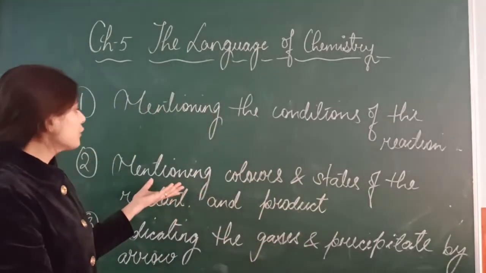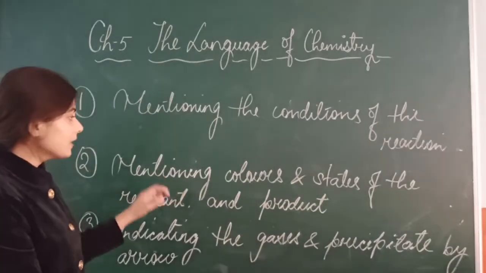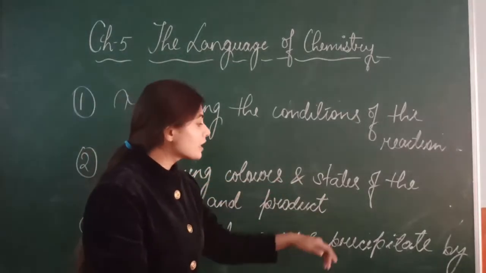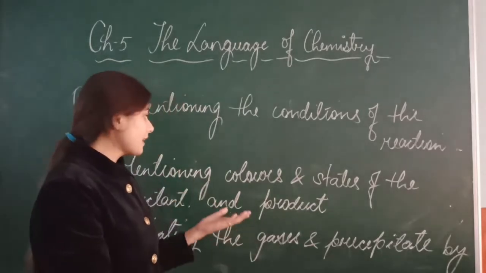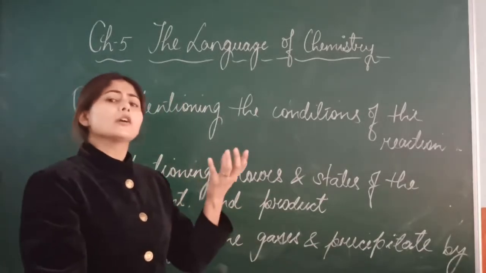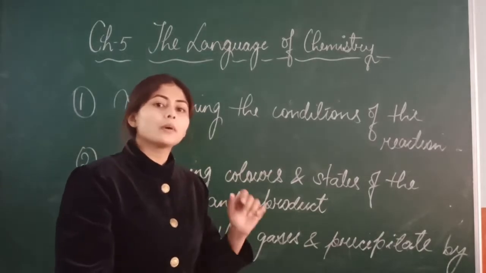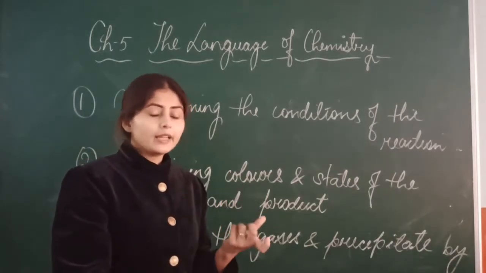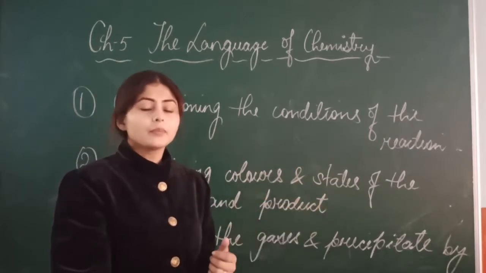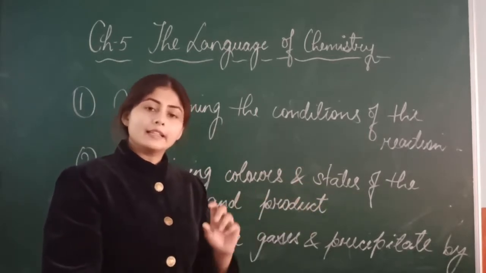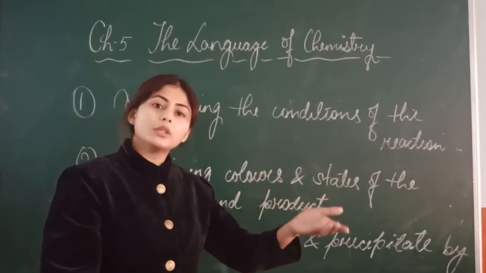The second way to make the chemical reactions more informative is mentioning the colors and state of the reactant and product. As I have given the example, copper carbonate is green in color. If we heat the copper carbonate, it will decompose, break, and give the products copper oxide and carbon dioxide. Copper oxide is black in color. Here the color changes from the reactant to the product.